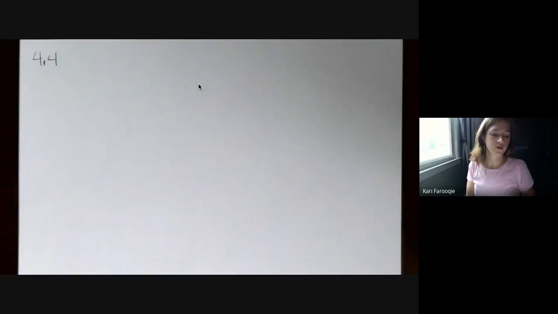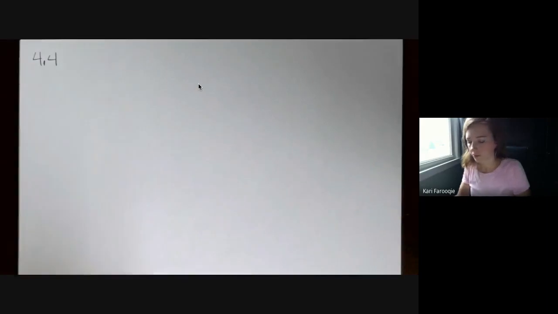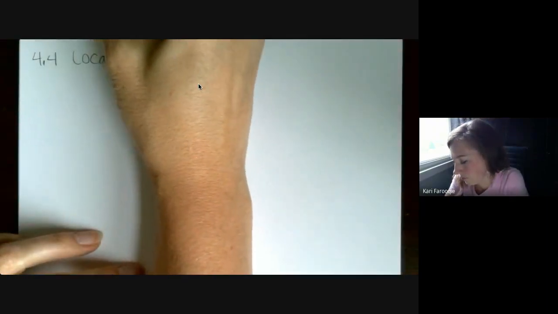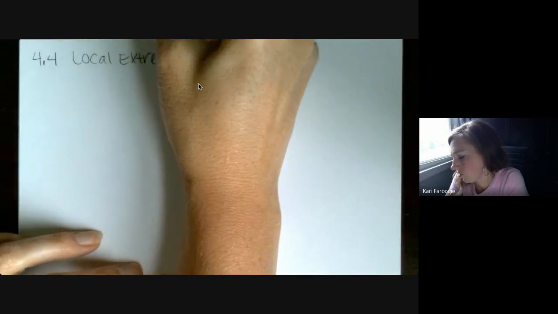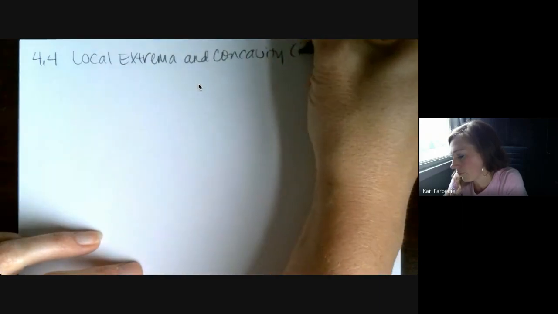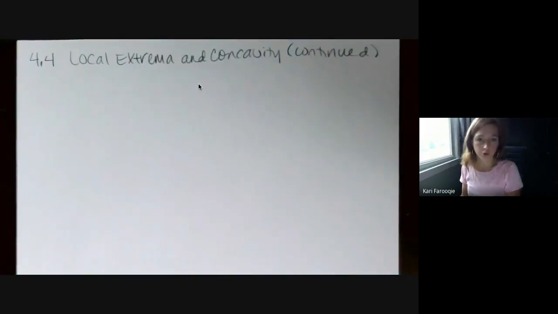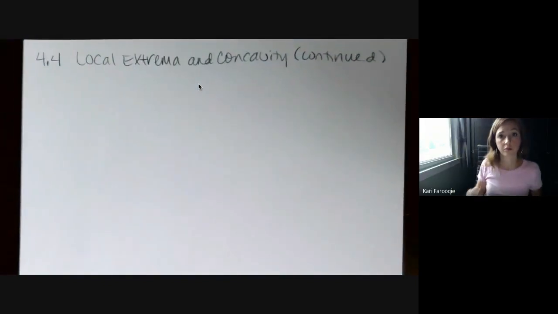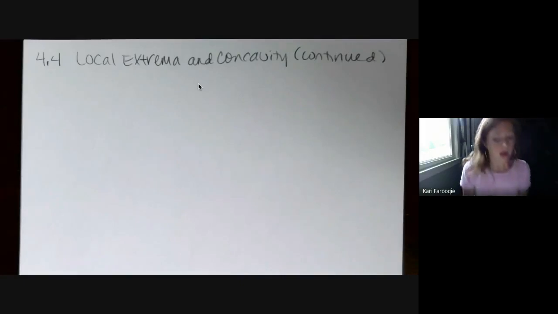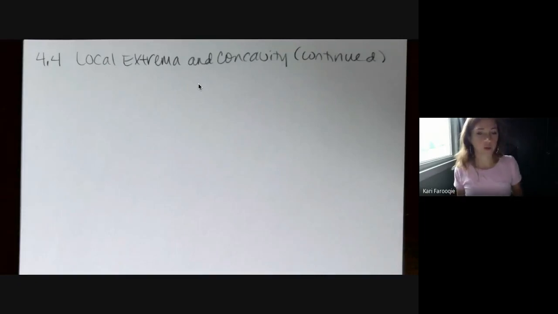Let's continue talking about 4.4. Let's see if I can remember what this 4.4 is called. I believe it's called local extrema and concavity. I kind of already introduced this, but I would just say concavity, because technically I already covered most of the local extrema portion of this when we mixed it in with that discussion of intervals. However, there is a piece of local extrema that we're going to talk about today with respect to the second derivative.